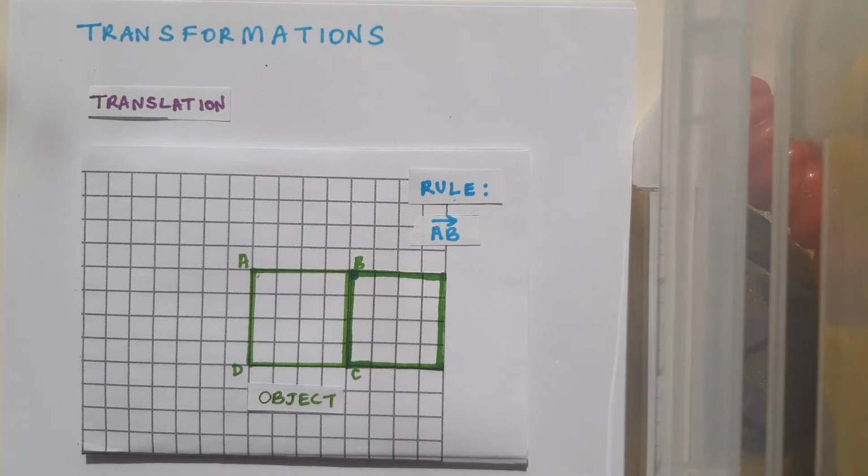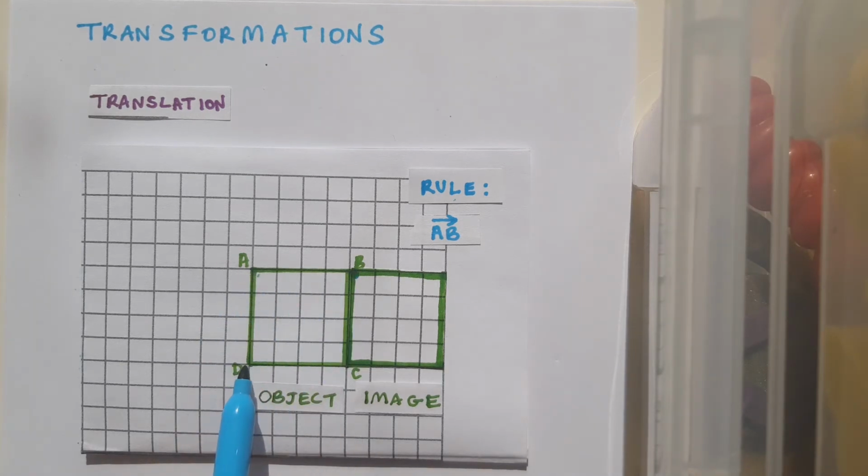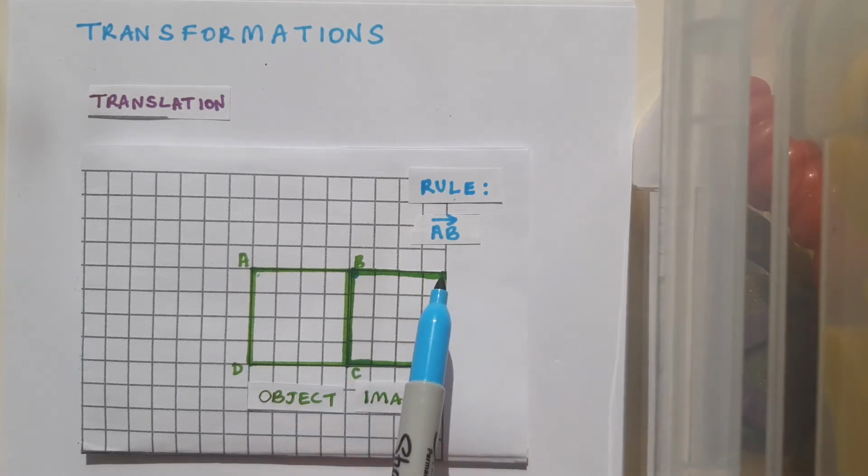Note that all the other points of my object move in the same direction by the same amount. This new square, this new shape, is my image. Note that A has moved to B, D has moved to C, the point that was originally C has moved out further to the right, and the point that was originally B has moved out further to the right also.